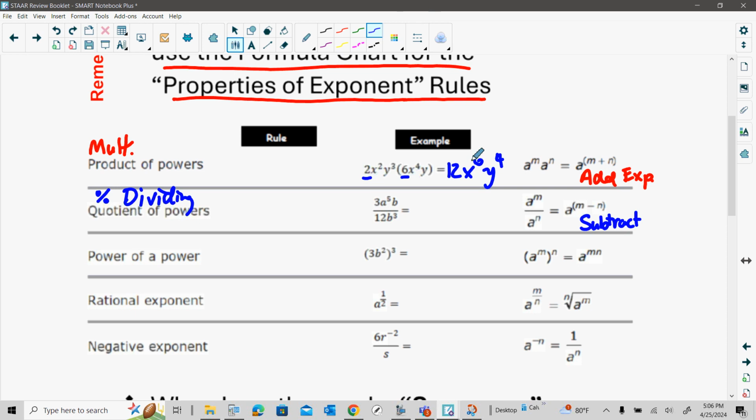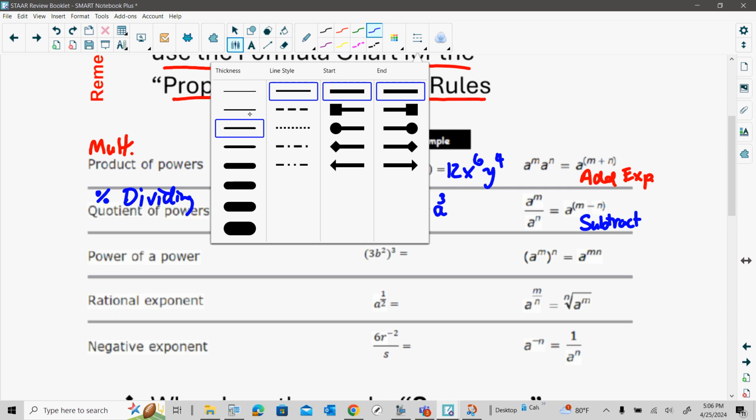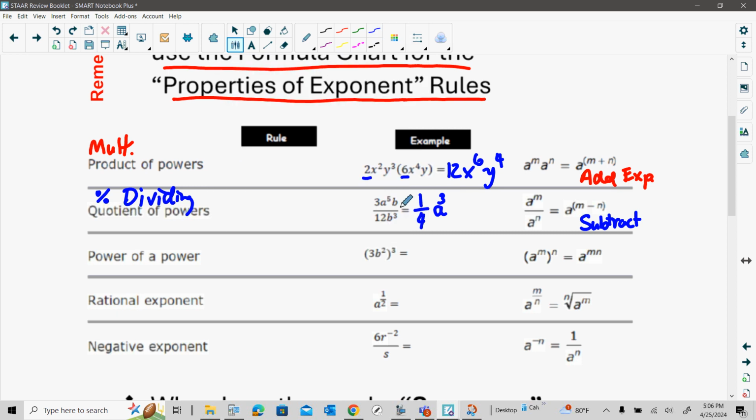All right, so in a situation like this, my numbers I'm just simplifying. 3 over 12, or 3 divided by 12, reduces to 1/4. Then I go to my a. There is no other a, so that's a to the 3rd. And then we address the b. B to the 1st power minus b to the 3rd is b to the -2.